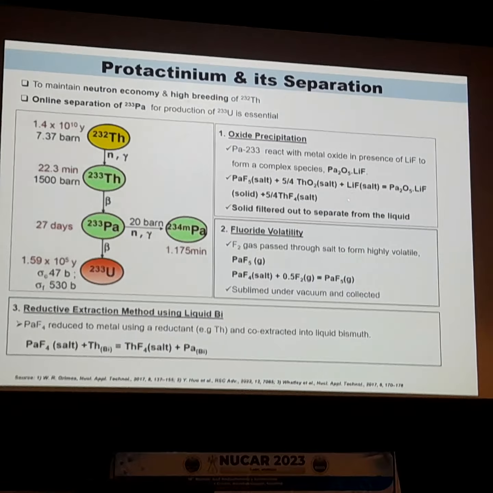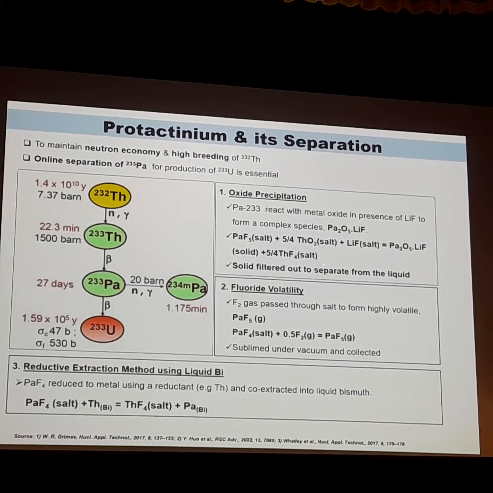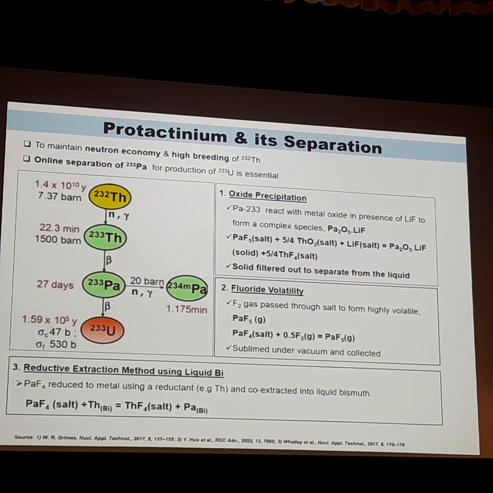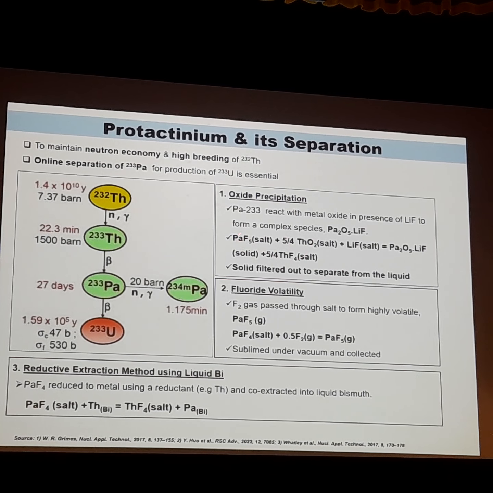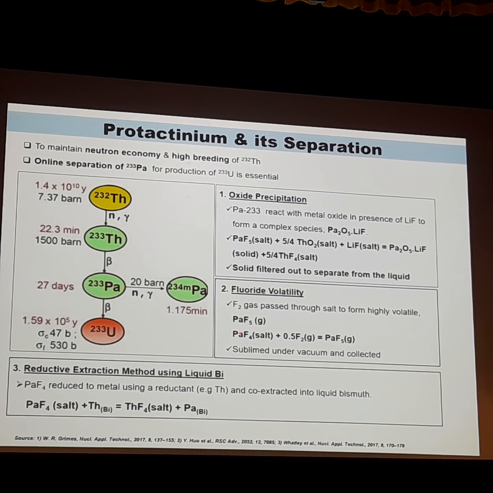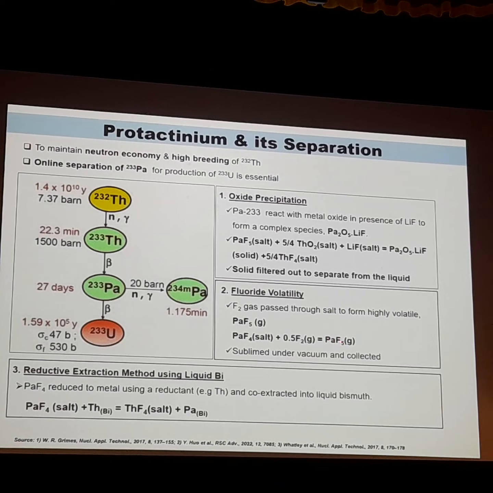It is very old, but oxide precipitation is very cumbersome. Then it has to be converted to the fluoride and metal, and then you have to take the protactinium. In the case of the fluoride volatility method, fluorine gas is passed through the protactinium tetrafluoride which is present in the salt to make the protactinium pentafluoride. That pentafluoride has a high volatility and should be evaporated and collected, so we can separate it this way.